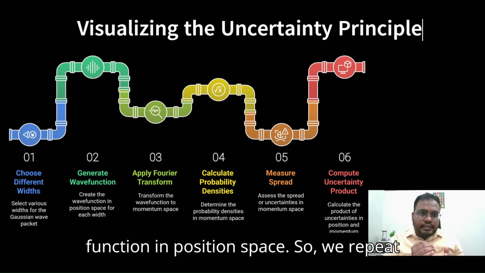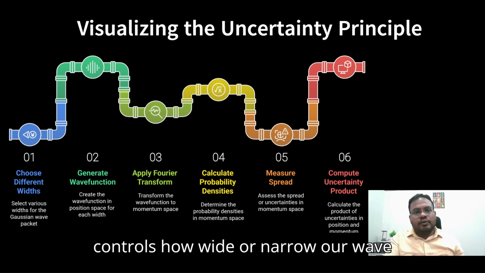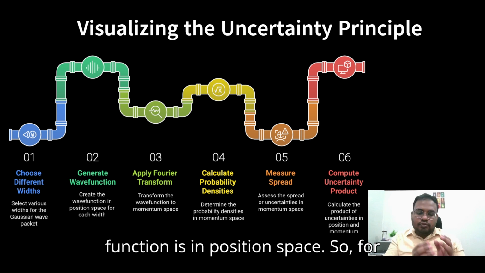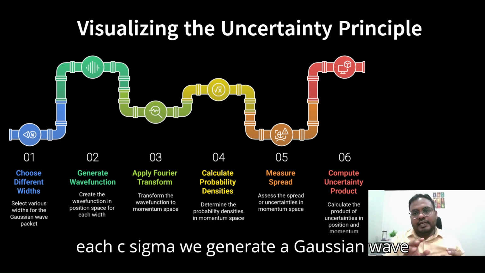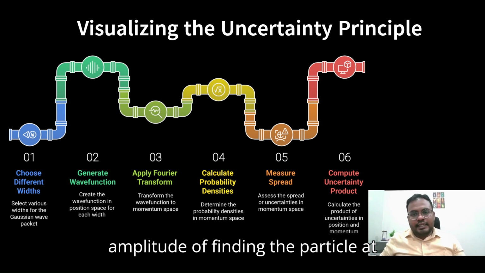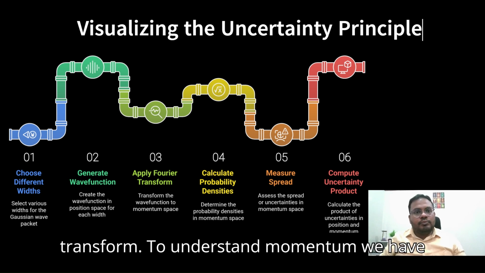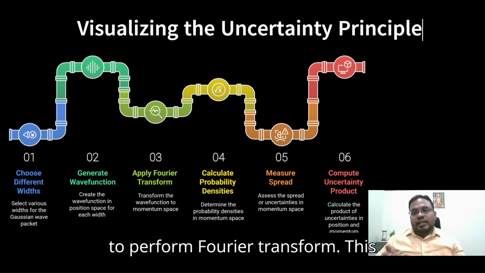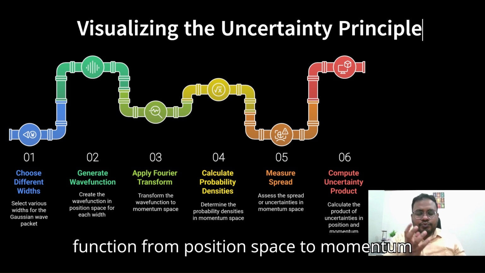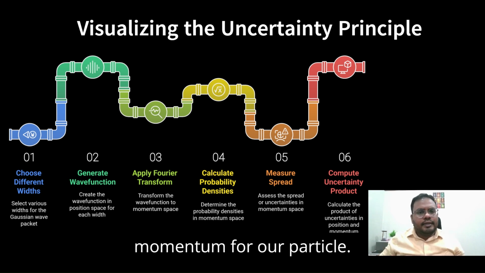We repeat this for different values of sigma, which controls how wide or narrow our wave function is in position space. For each sigma, we generate a Gaussian wave function representing the probability amplitude of finding the particle at position x. Our next step is to apply the Fourier transform. To understand momentum, we have to perform the Fourier transform. This mathematical tool converts our wave function from position space to momentum space. It shows us the distribution of momentum for our particle.